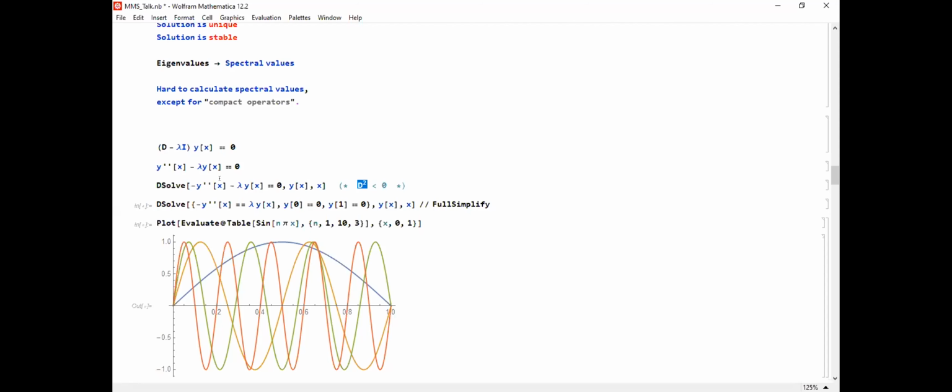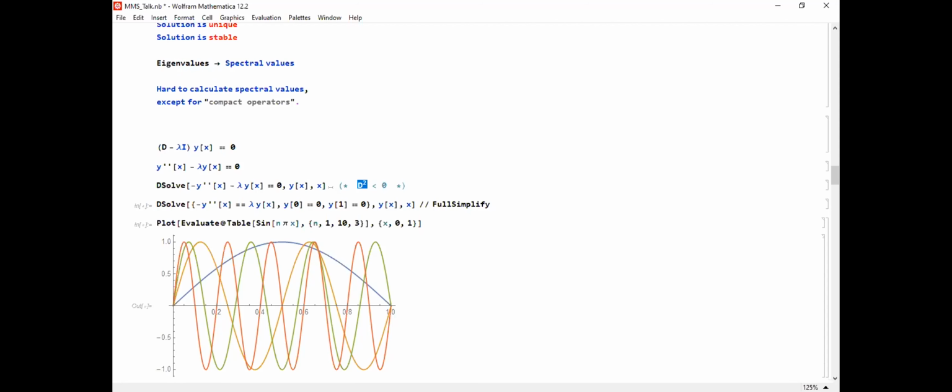And we can ask, therefore, what are the eigenvalues of this minus y double prime? What are the solutions of this equation? Now, I was saying before that eigenvalues need to be generalized to spectral values. But actually, there is a whole set of operators, including differential operators, for which eigenvalues are still the most important things, and you don't get anything much new with spectral values. These are called compact operators.